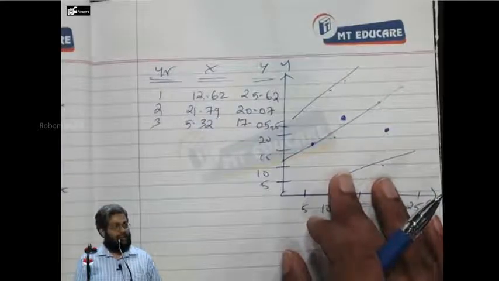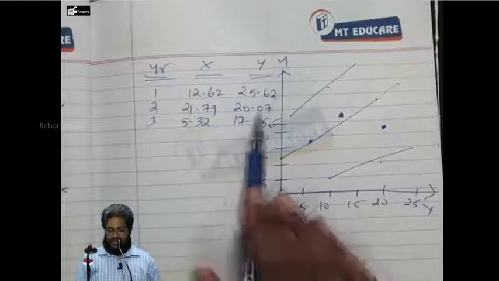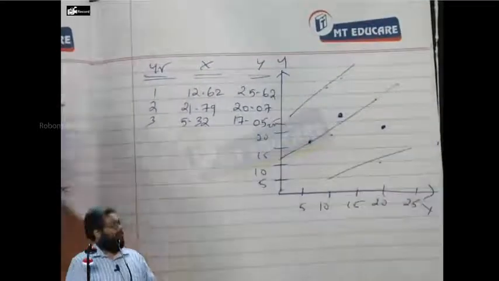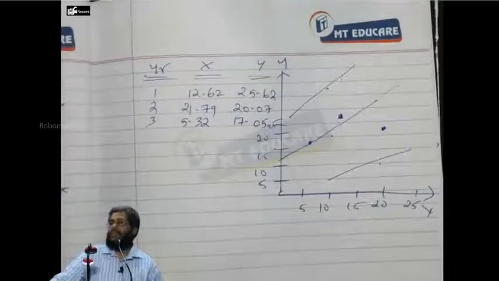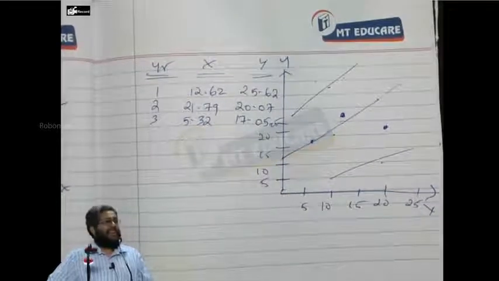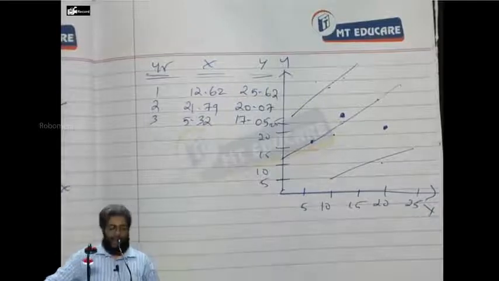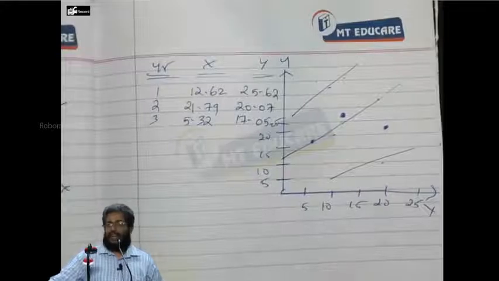Everybody, are you following or not? No. Because we had 3 points from 12.62, 25.62 and so on. The points do not fit into a straight line. I think we need not draw it. It is already known to us. Yes or no? In such case, we should discover a straight line.